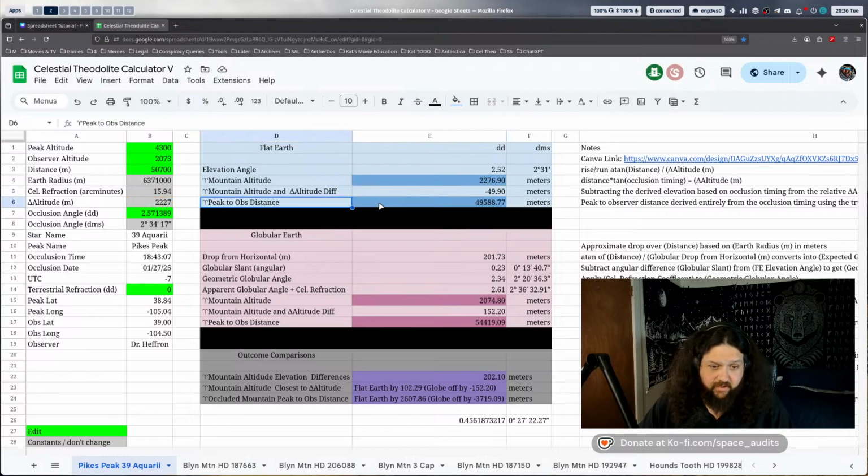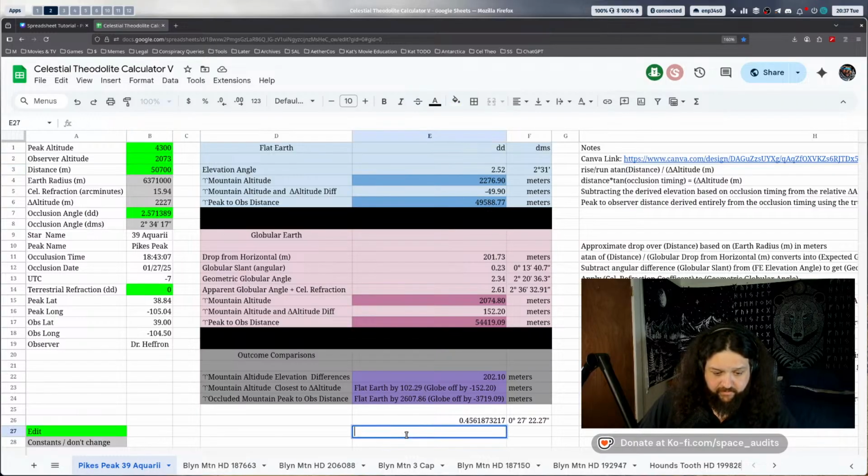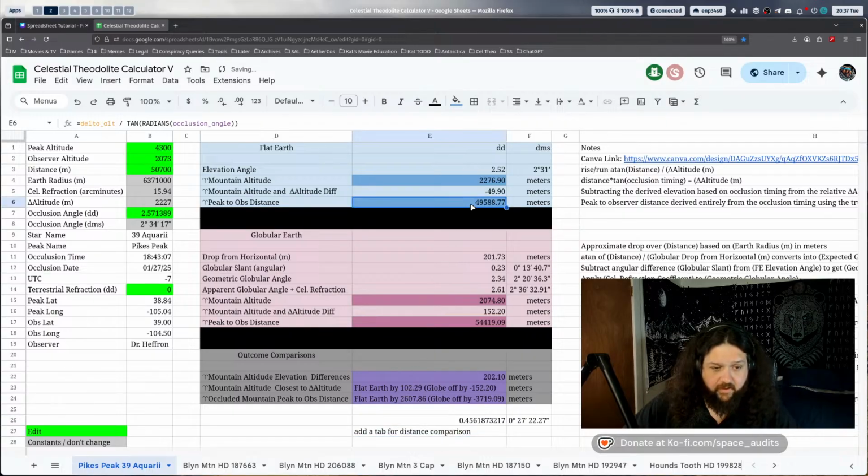So that's fixed now. What this does now is derive the distance off of the difference in altitude over the occlusion timing. So it's comparing it to the actual known altitude now, and we get the distance at 49,588 meters. Our base distance was 50,700 there. All right, we'll add a tab for distance comparison too.